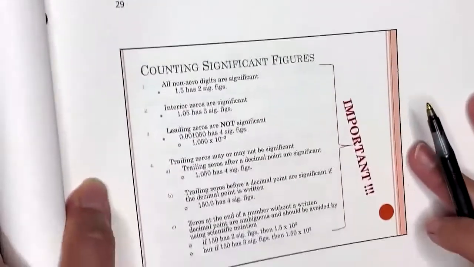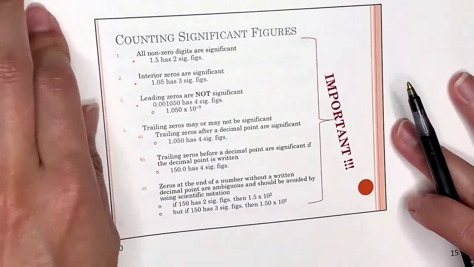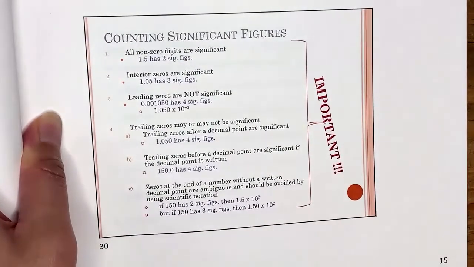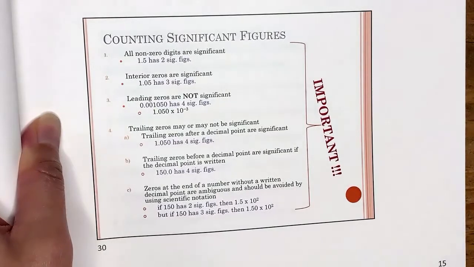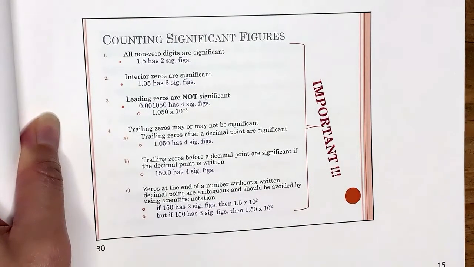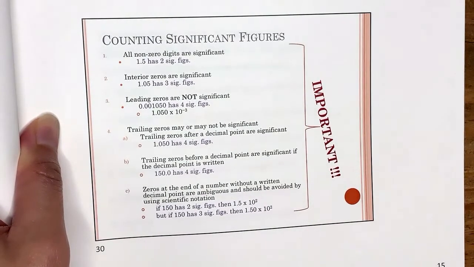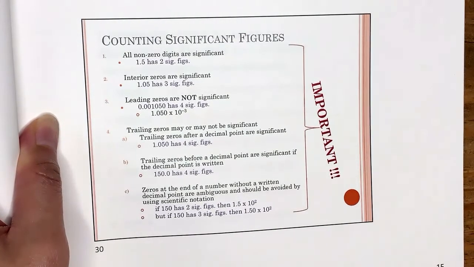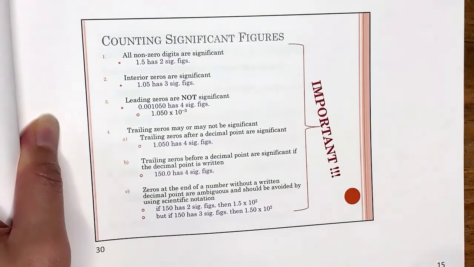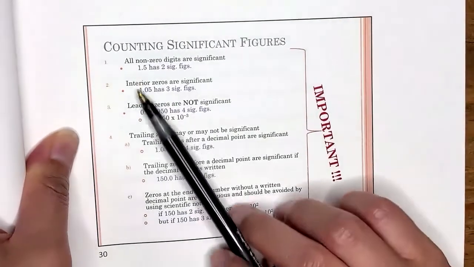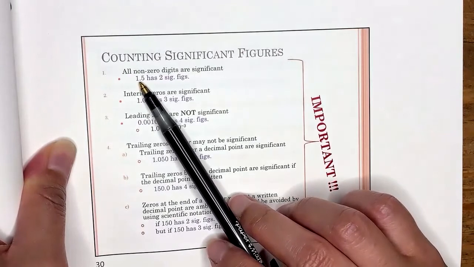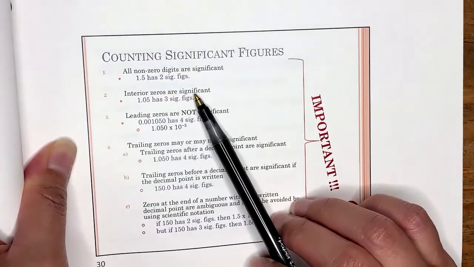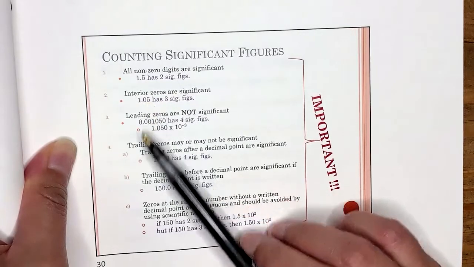Now, how do we count significant figures? A lot of times people forget and don't really know which 0 to count. Let me give you a quick hint here. If you write the 0 in your scientific notation, then it's significant. If you don't write it in the scientific notation, then it's not significant, okay? All non-zeros are significant. So 1.5 is 2 sig figs. Interior zeros are also significant. 1.05, that's 3 sig figs.